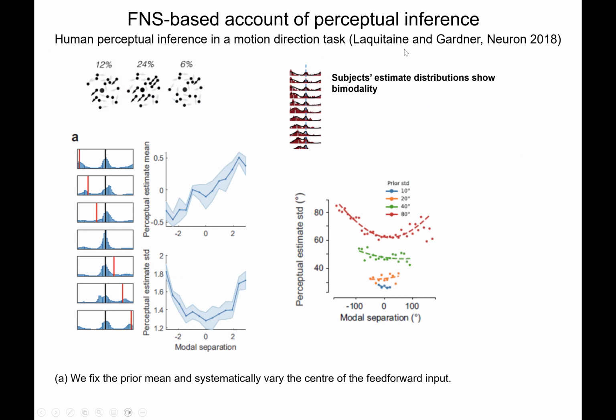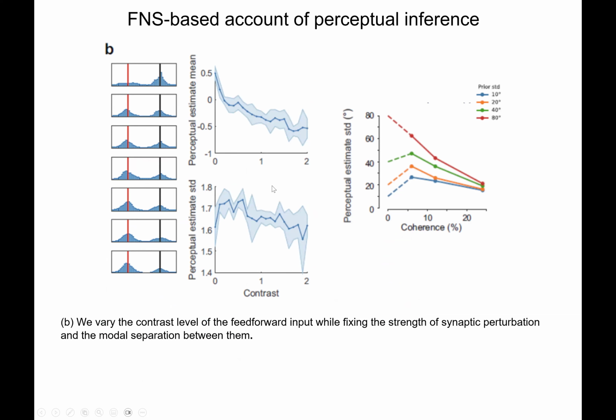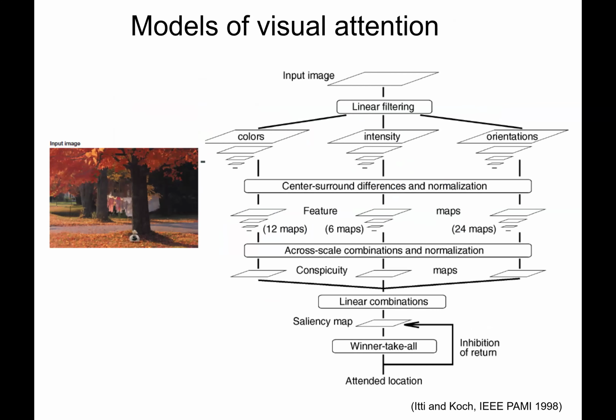This is an experimental paper on a perceptual inference task for inferring motion direction, as demonstrated here. We found that this theory can explain the mean of the posterior, which increases in this manner with the modal separation, and also the standard deviation, how it changes with the modal separation between the prior and the likelihood. And this is another example, as demonstrated in that experimental study. So we can explain this change of mean and standard deviation of the inferred posterior, which are consistent with a real experimental study.